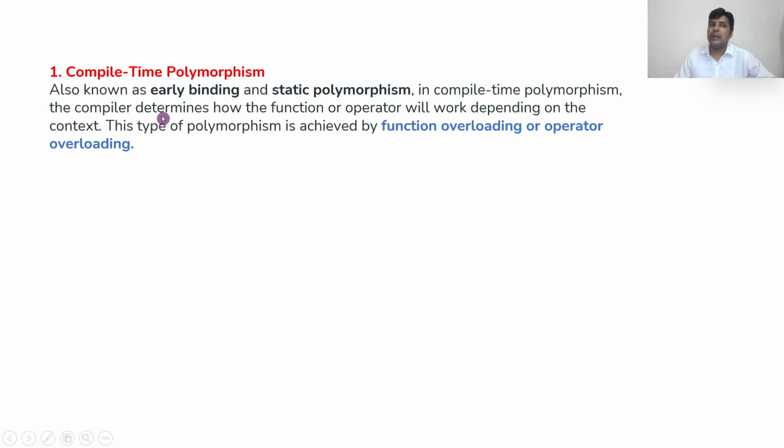In compile time polymorphism, the compiler determines how the function or operator will work depending on the context. So at the time of compiling only, it will decide how it will perform. This type of polymorphism is achieved by function overloading or operator overloading. So it is divided into two categories: function overloading and operator overloading. First, let us start with function overloading, then we will go to operator overloading.